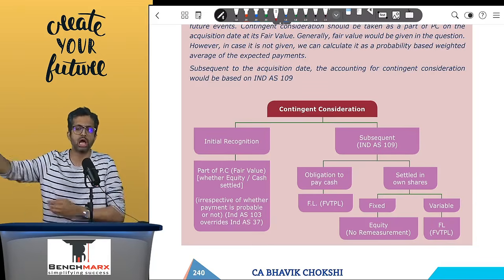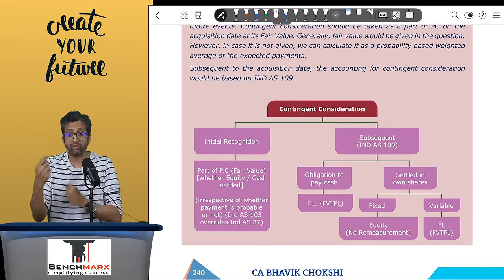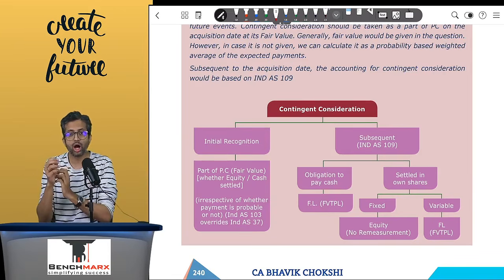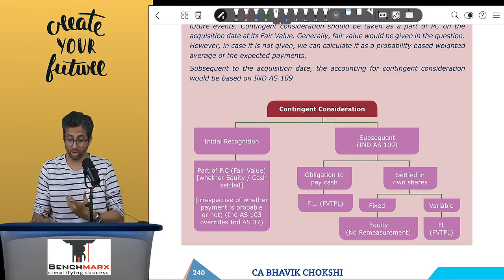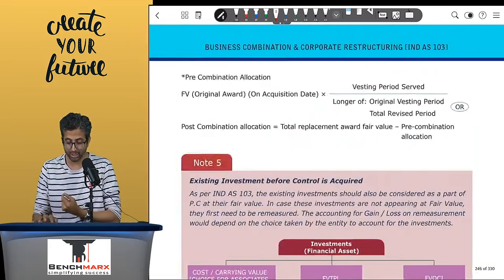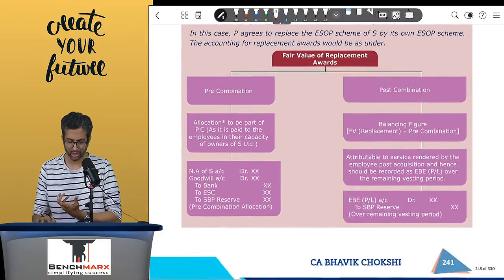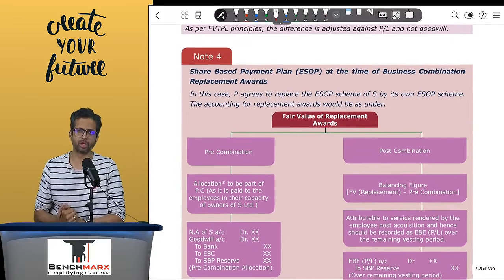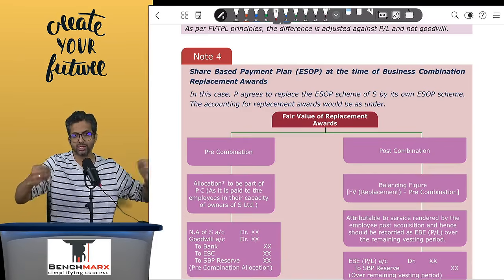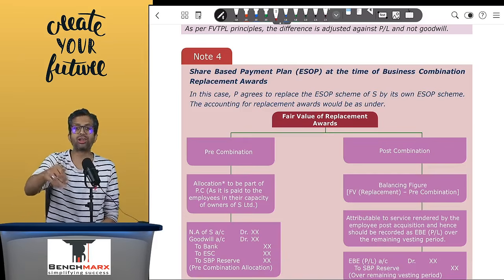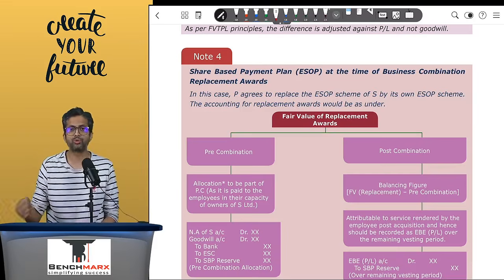So the standard says that you will have to segregate the fair value of the replacement awards into a pre-combination element and a post-combination element. So how do you segregate? Well, the pre-combination element will be taken as a part of PC. Why? Because this is a payment made for service already rendered. And hence, this is payment because you are kind of an owner in the selling company by virtue of already rendering service. So how do you find the pre-combination element?